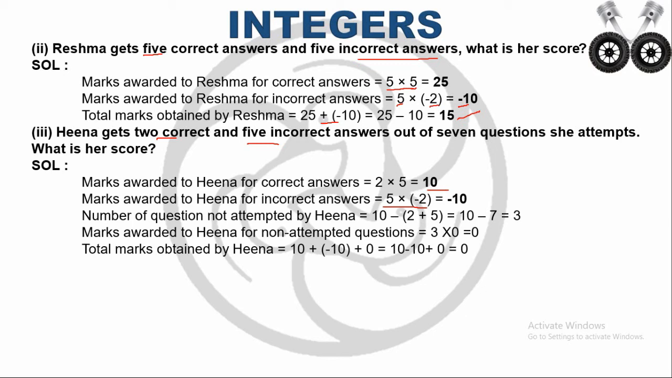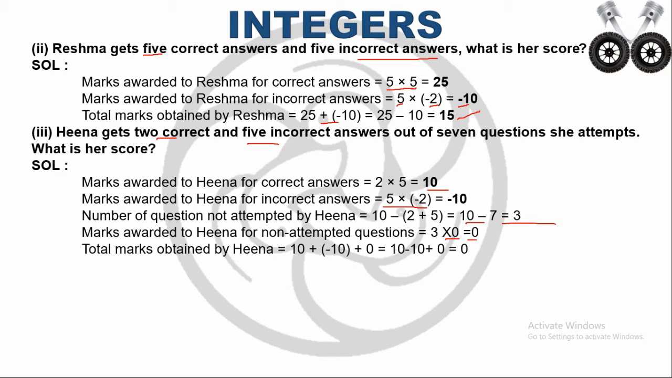Now the number of questions not attempted by Hina. The total number of questions is 10. In that she wrote 2 correct answers and 5 incorrect answers. So we have to subtract. 10 minus 7, the answer is 3 questions. So 3 questions were not attempted by Hina. For whatever question is not attempted, the mark awarded is 0. So 3 into 0 is 0.